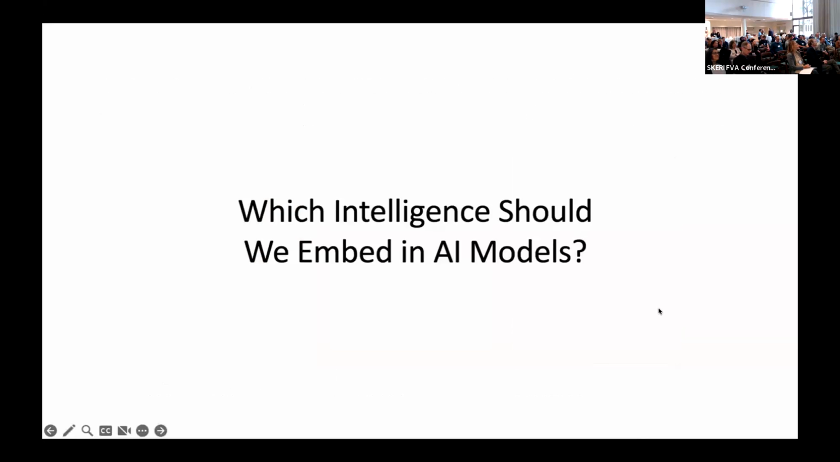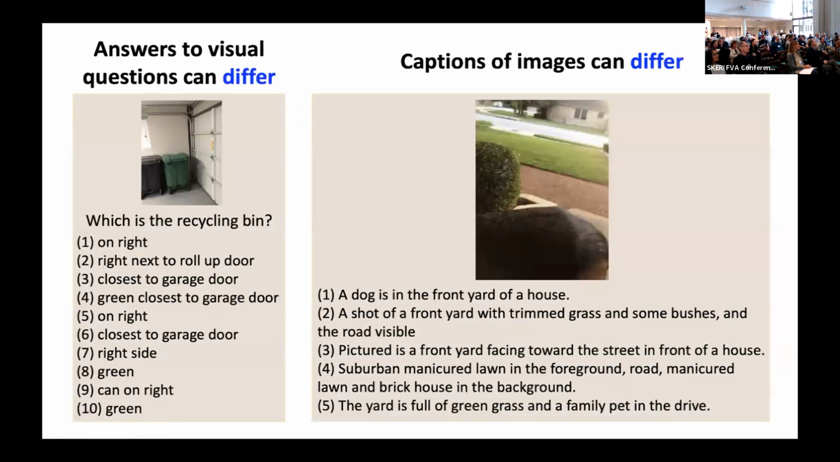Which intelligence should we embed in AI models? Well, it sounds very clear cut when you present a challenge and you say, here's the test, algorithms go provide responses. What you find is that humans are not so black and white. You can have humans provide different answers to visual questions, such as which is the recycling bin? And you see an image showing two different bins in what appears to be a garage. Some people might say on the right, some people might say closest to garage door, some people might say green can on right. There's different ways of having an answer, and figuring out what is the right kind of information to convey to an end user, I think, is an important question. And it might be that you want to convey everything that you might hear from a crowd.